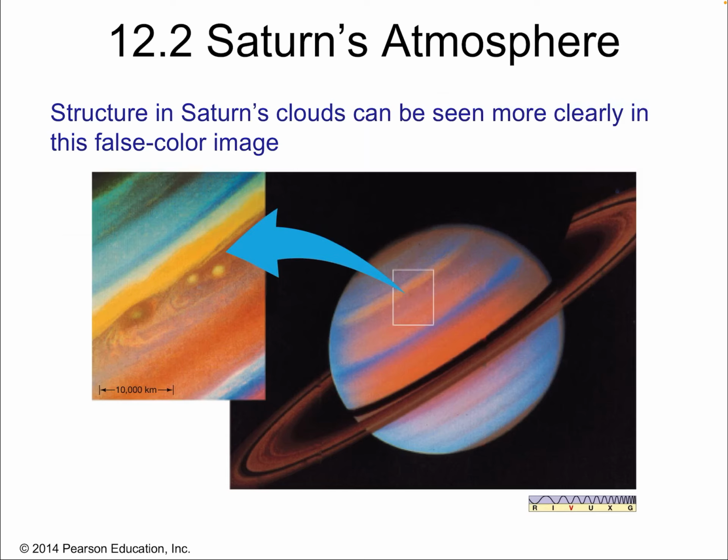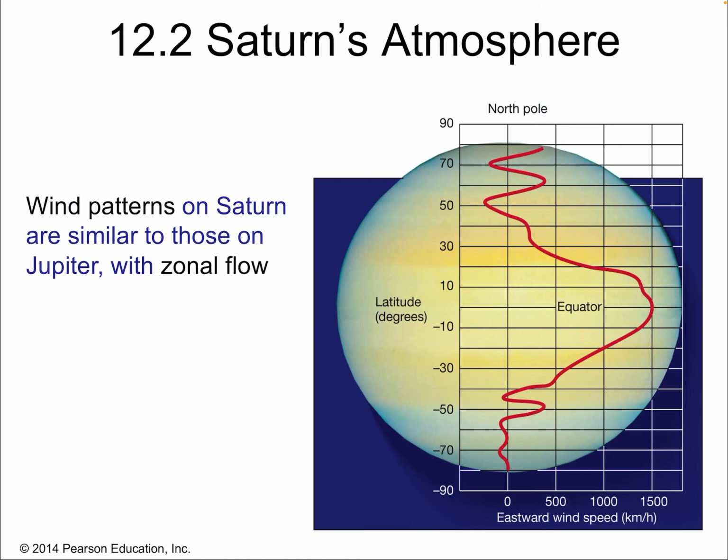So the structure in Saturn's clouds can be seen more clearly in this false color image, right? So we can look at those layers if we can kind of get out the haze, right? If we can filter out that upper haze. So we can look at the infrared signature and then recolor it in the visible spectrum. Then we can see what's going on underneath the upper haze, all right?